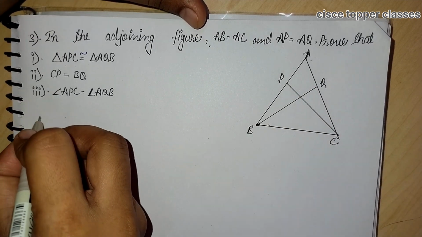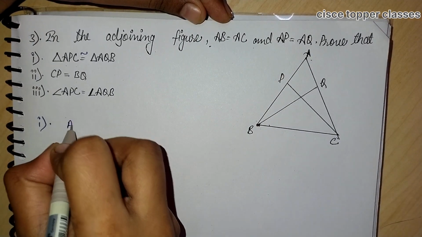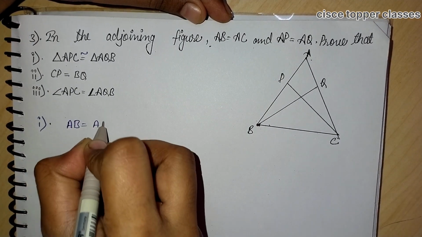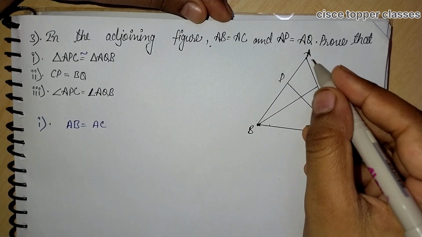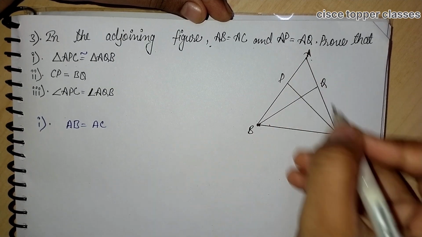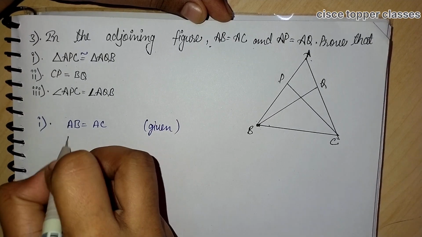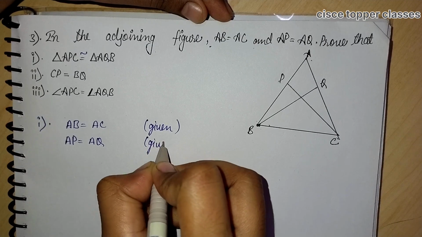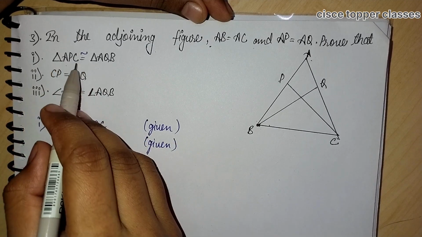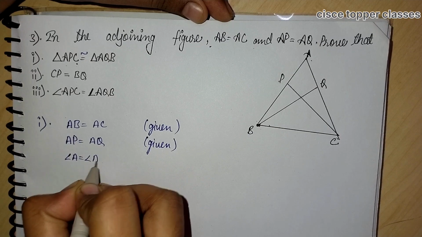To prove this, firstly we can write the given information as AB is equal to AC in this triangle APC and here AQB. AB and AC are equal, so this is given. Now AP is equal to AQ. This is also given. And in both these triangles, angle A is common. Hence angle A is equal to angle A.